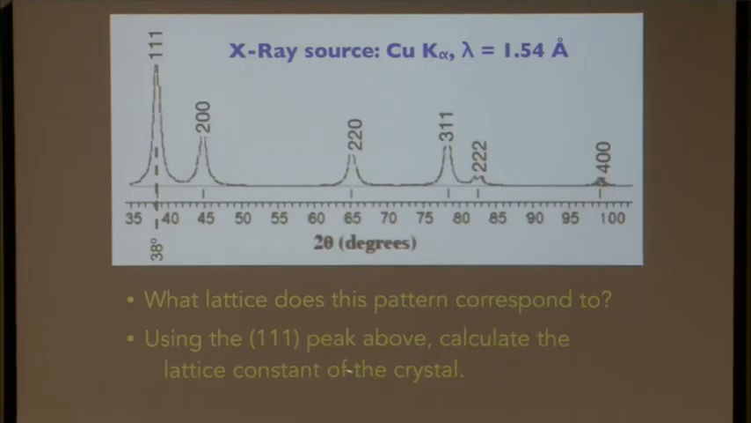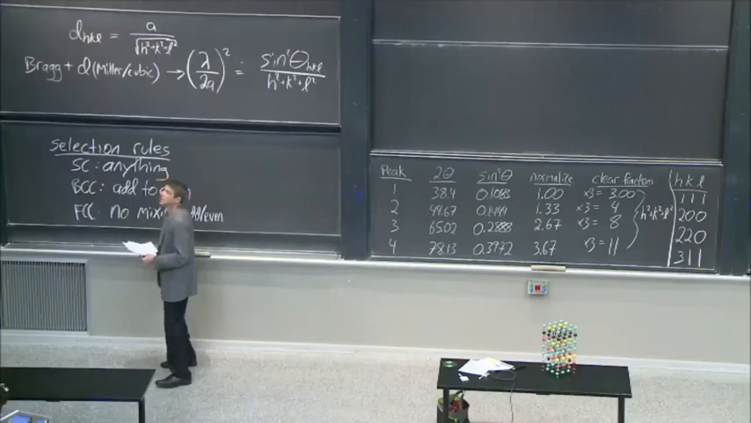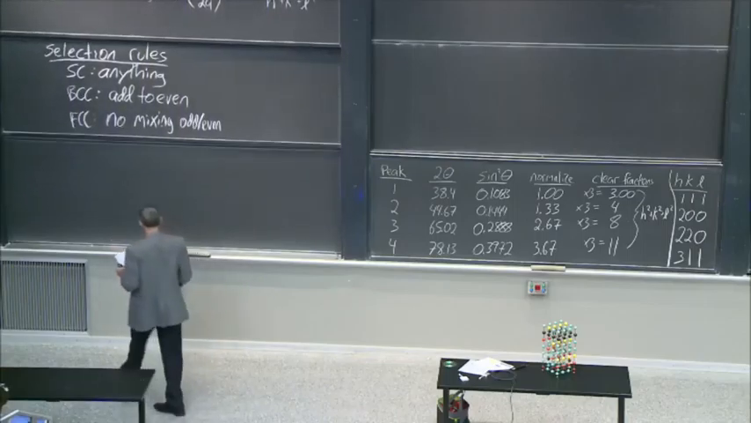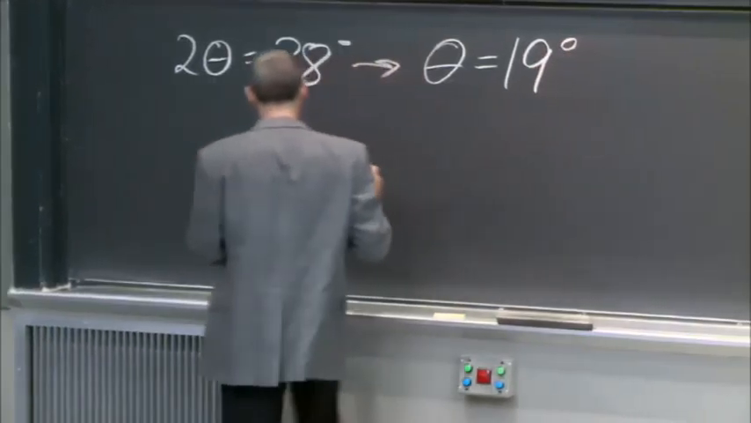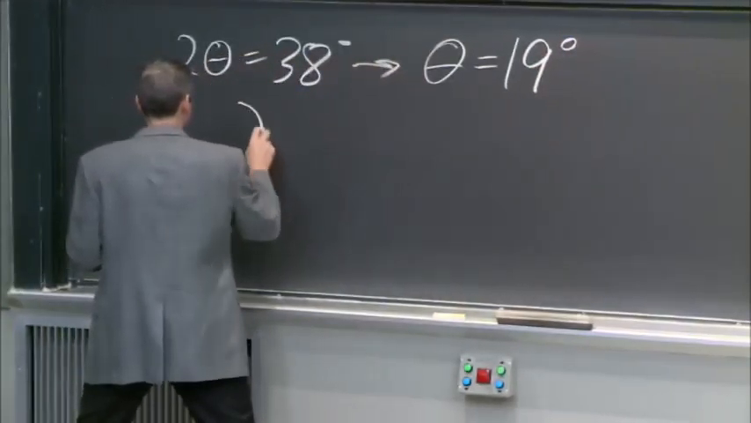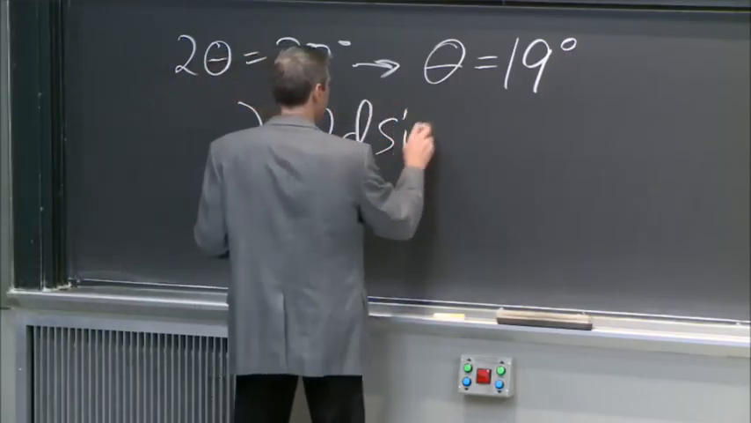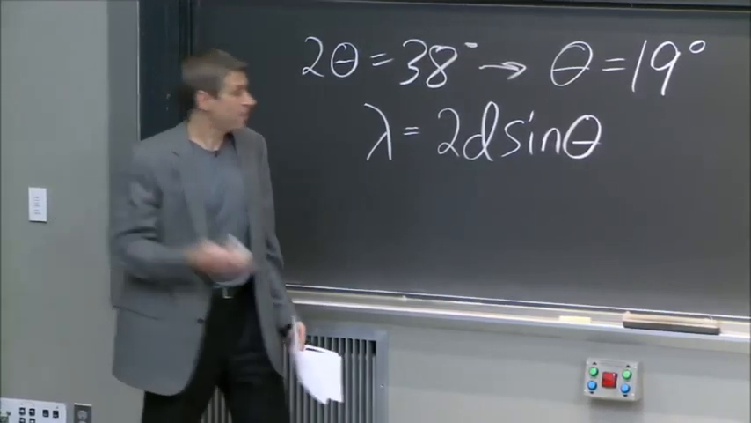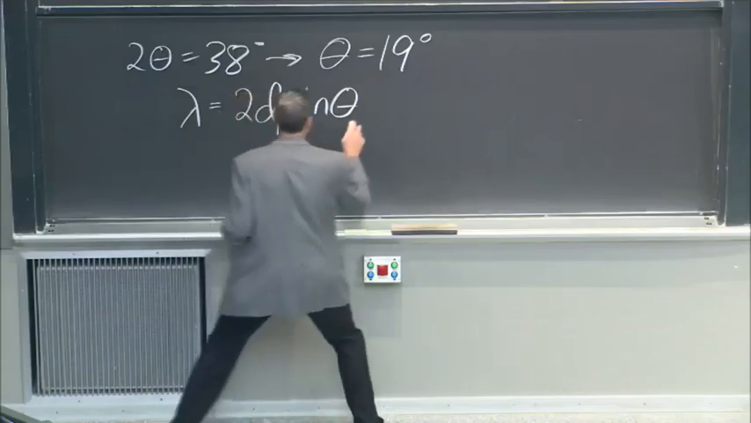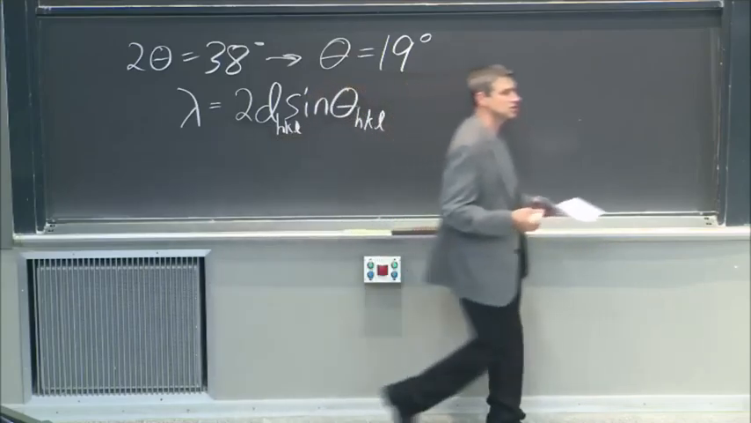And then I say, well, okay, use the 111 peak to calculate the lattice constant. Well, we can do that. The 111 peak is even labeled there. It's 38 degrees. So 2 theta is 38 degrees, which means that theta is 19 degrees. Now, from Bragg, lambda equals 2d sine theta. But look, label the plane. This corresponds to a plane. So some distance between some planes corresponds to some angle that gave me constructive interference for those planes.